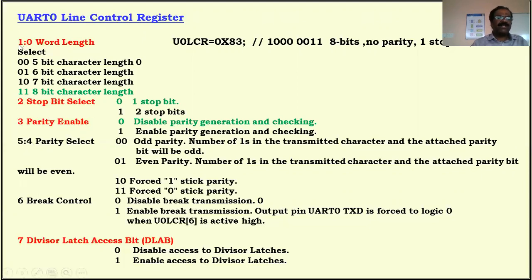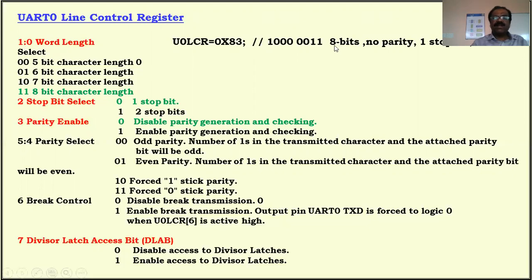Suppose you write 0, 0 in bit number 0 and bit number 1, we can have 4 combinations: 0 0, 0 1, 1 0, 1 1. 0 0 means 5-bit character length, 0 1 means 6-bit, 1 0 means 7-bit, 1 1 means 8-bit. So according to our requirement, I'm going to use the last combination, that is 8-bit character length. The size of each ASCII code is 8 bits. Therefore, we have to write 1 in bit number 0 and bit number 1. That is the first requirement, 8 bits.